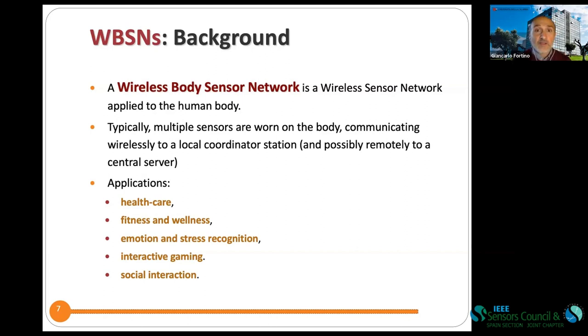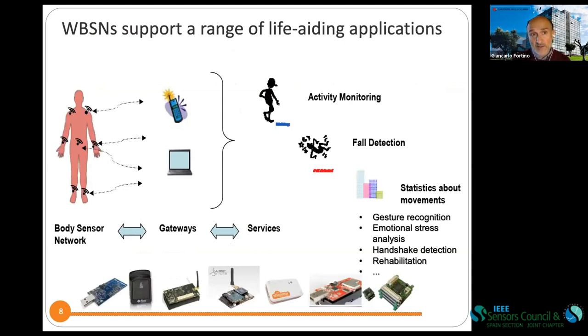A wireless body sensor network is a wireless sensor network applied to the human body. Usually it is composed of a set of wearable sensors that you can put on your body, and they are orchestrated or coordinated by a coordinator that usually is a smartphone or even a laptop or anyway an environmental PC, pretty close to the person to be monitored. Many different applications, I told you, from healthcare to interactive gaming, also social interactions. And this is a pictorial snapshot of a body sensor network system.